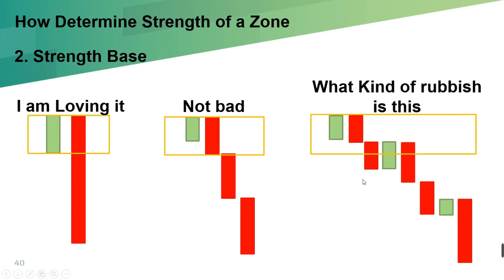All right. So what kind of rubbish is this? You can see that it does create a zone, but it takes a very long time going up and down, up and down, up and down. So it's indecisive, meaning that there is a supply zone out there, but the strength of it is not strong, right? Not the thing that we want, right?